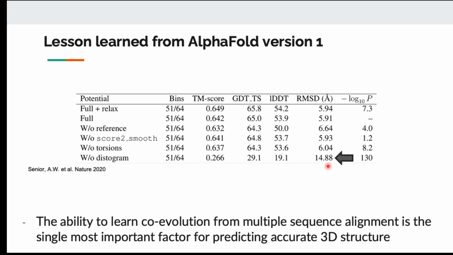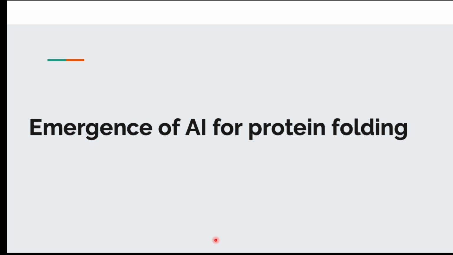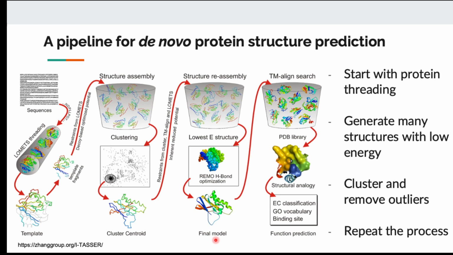But one thing that AlphaFold version 1 found is that just being able to predict the co-evolution is the single most important factor for predicting the 3D structure. So if you imagine, when you have to optimize the protein structure, you have to optimize many bonds between amino acids. You have to optimize many potential energies inside the molecules.